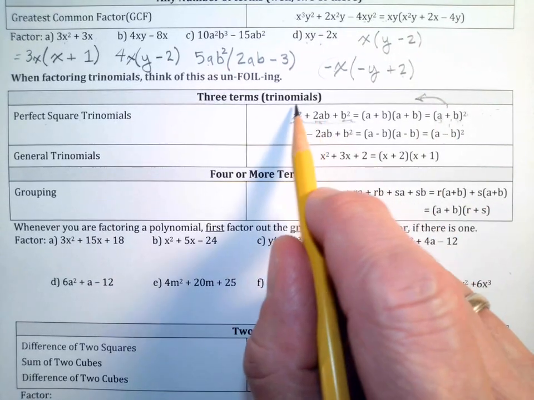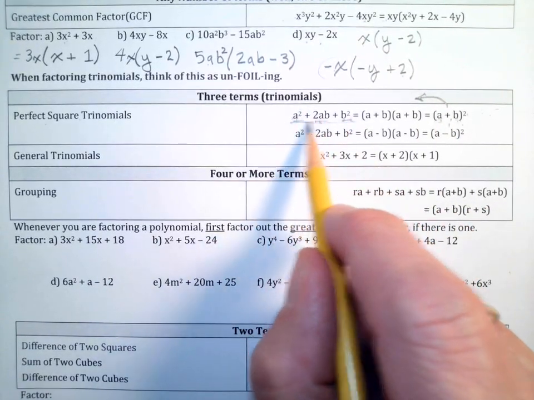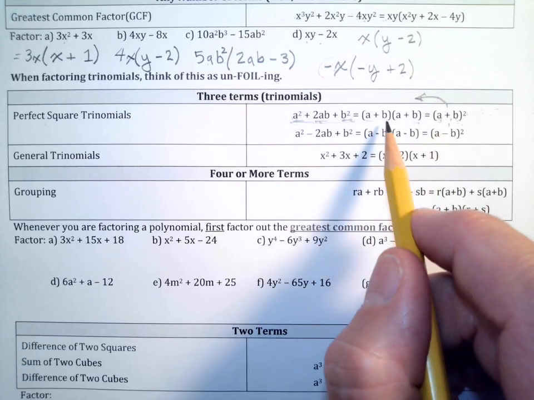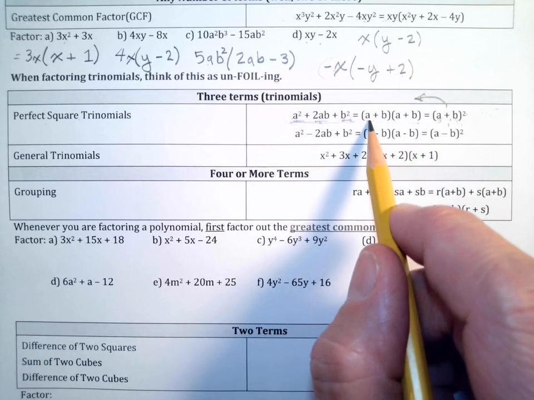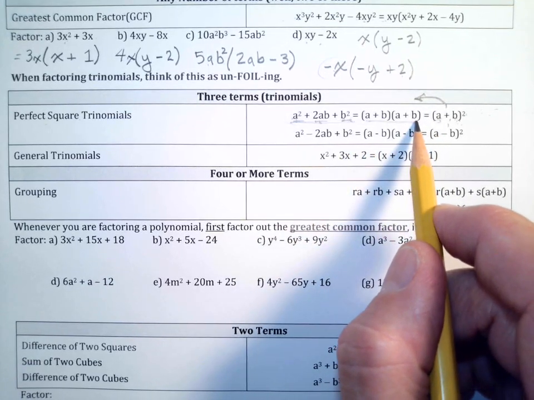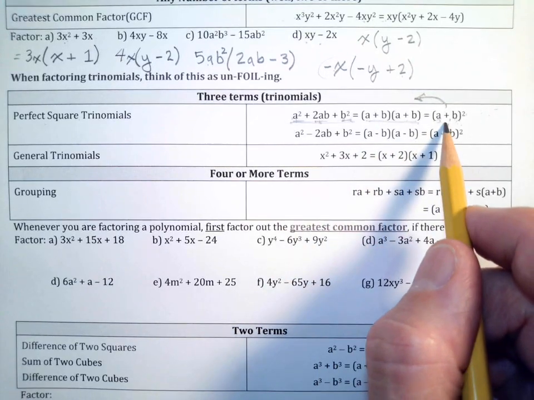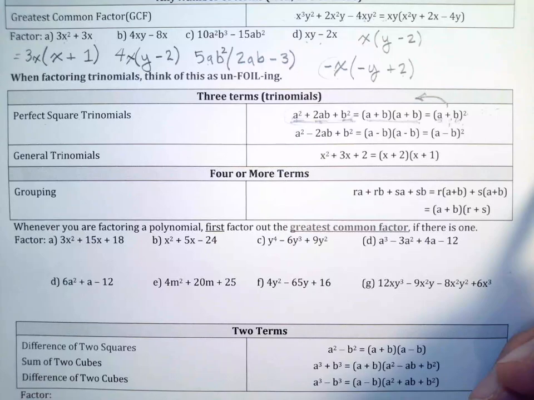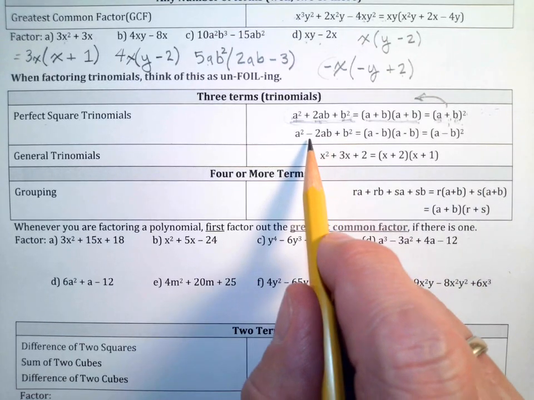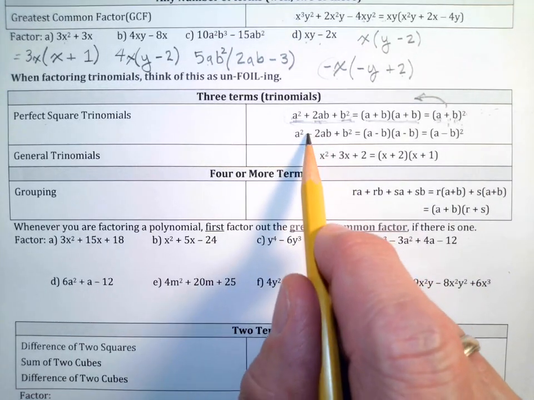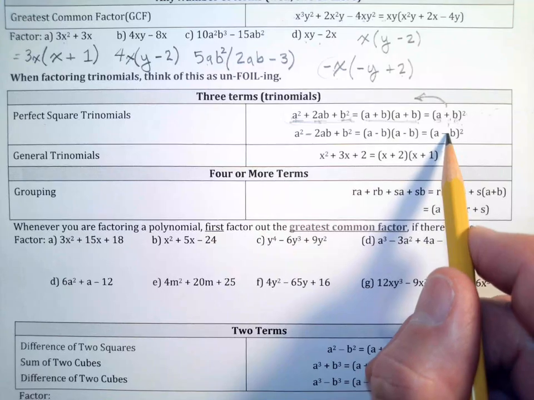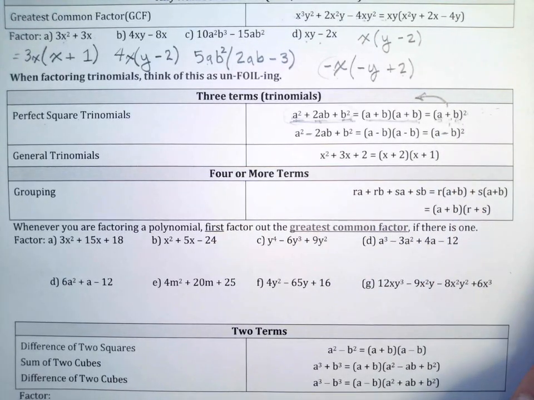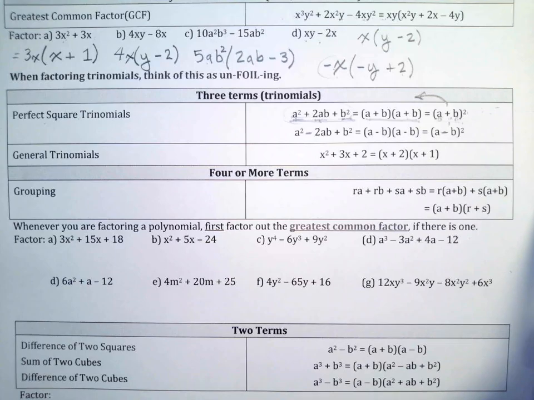Now you could factor this by unfoiling it and getting the quantity A plus B times the quantity A plus B. But we don't want to leave our answer as 2 binomials when they're identical. We want to write it as A plus B, one of them, squared. Okay? And then this other one is very similar, except the sign is negative here, which means we're just going to have a negative in the binomial that's squared. Okay? And we'll practice some of these in a second.